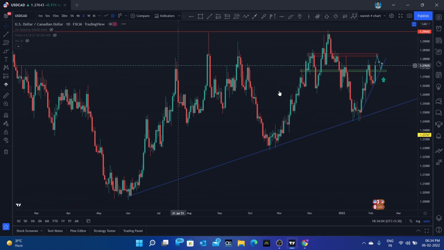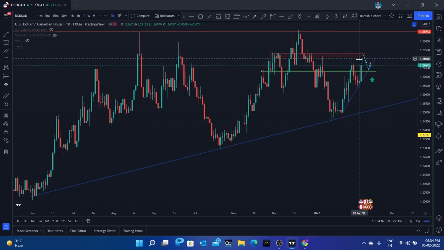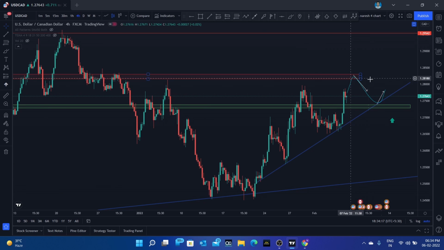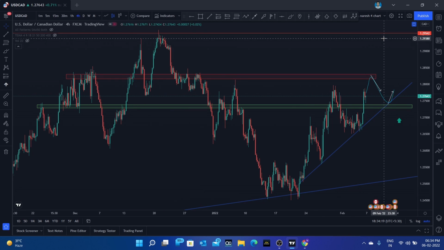So USDCAD is also bullish right now, and we are approaching a major resistance level, and you can enter here if it makes a pullback to this level. You can take this as your first target, and you can also aim for this as your second target, guys. So that would be for USDCAD.